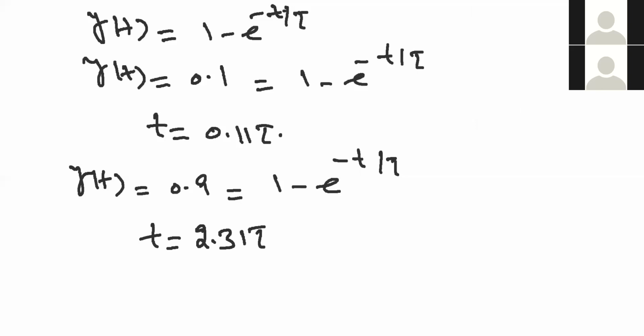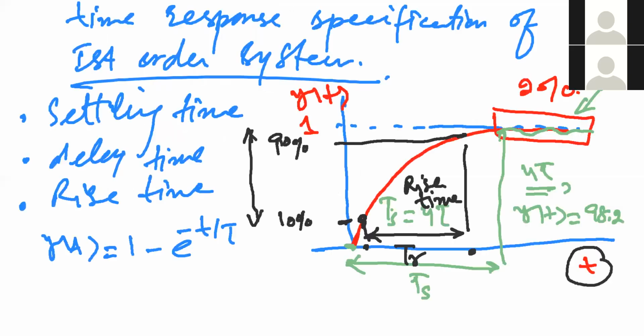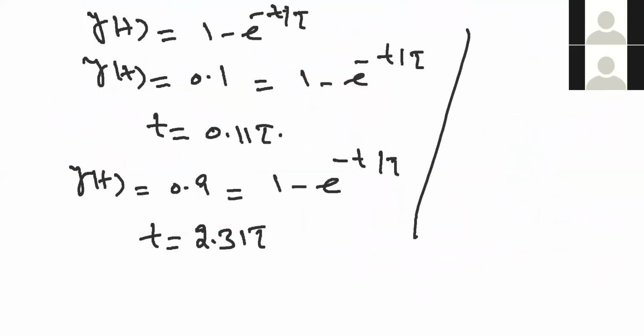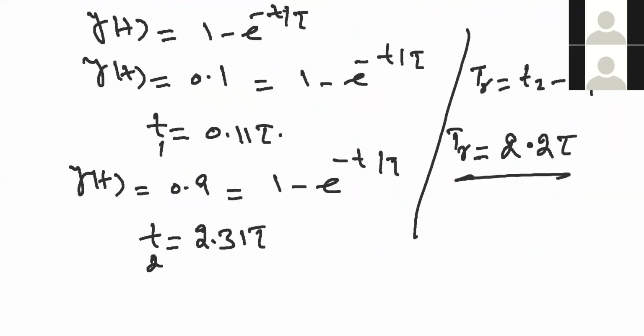Now if you want to find tr, let me come back to the previous board. So tr is equal to this point. Now we found this point, and we also found this point. So this point minus this point will give you the rise time. So the previous point is t2, and this is t1. So t2 minus t1 will give you the rise time. So rise time will be equal to 2.2 tau. So this is the rise time.